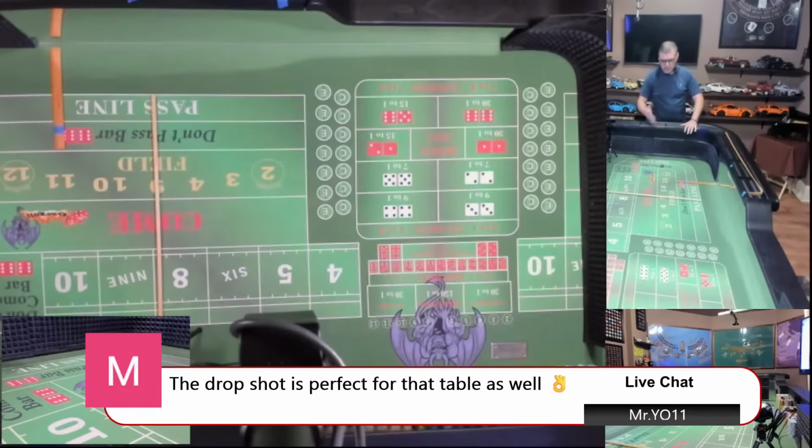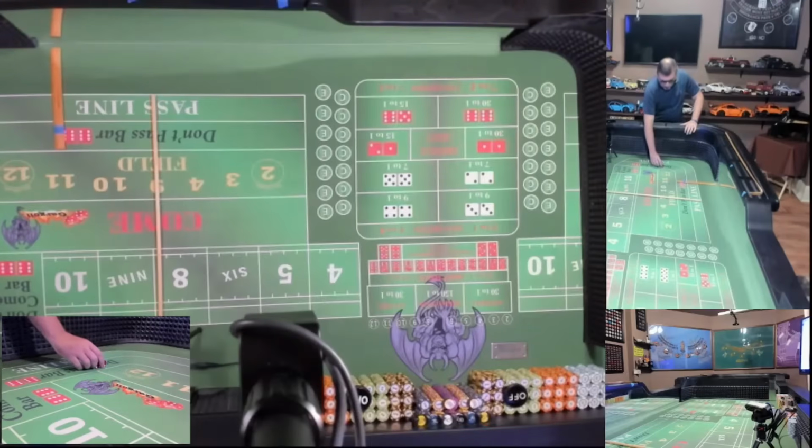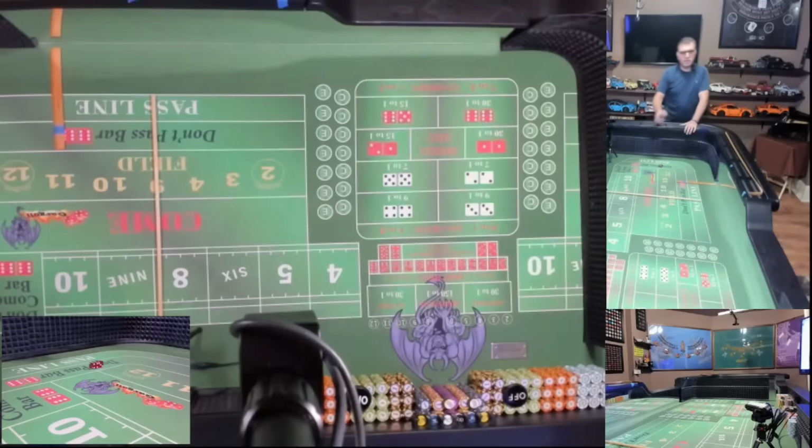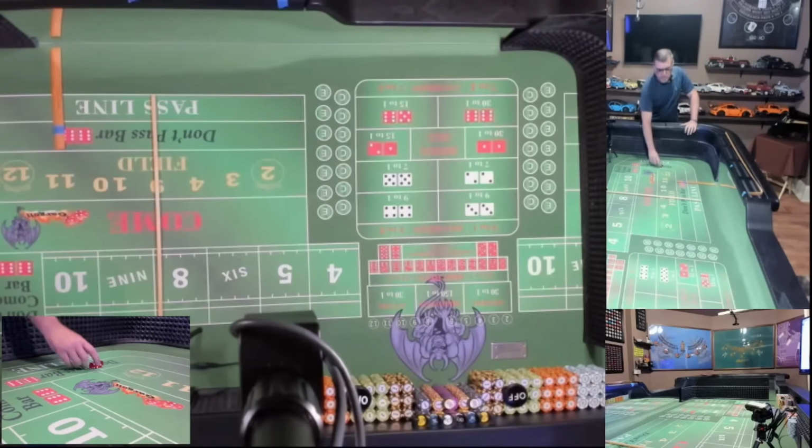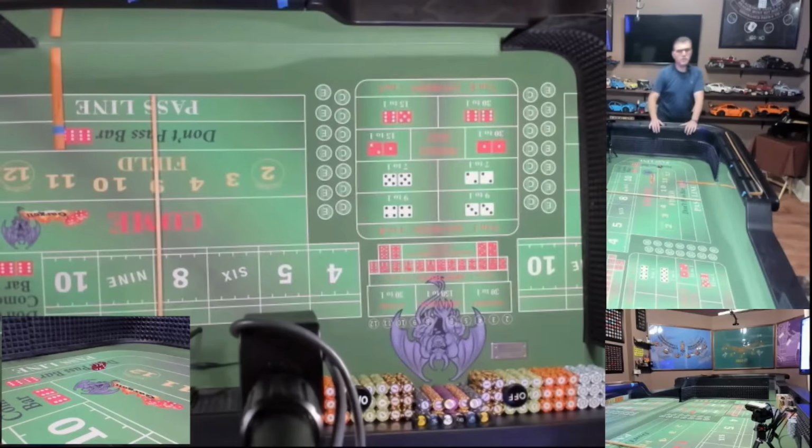When we were at Cherokee 2 weekends ago, Mr. Yo 11 and I took turns running the drop shots. We both have long rolls. That son of a so-and-so, after I left, had a 42 roll. He couldn't do it while I was there, but he did pay me. He did pay me with 3 aces in a row. But he had a 42 roller after I left, using the drop shot.